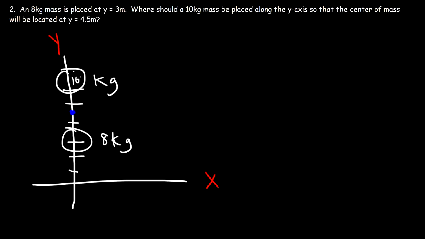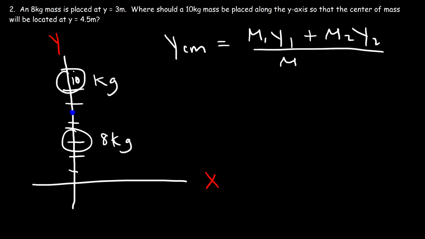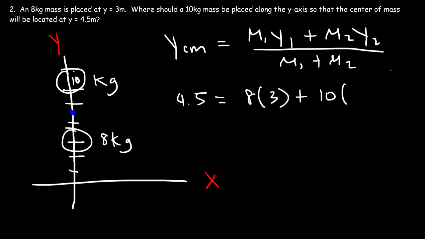The question is exactly where on the y-axis do we need to place it? So we could use this formula. The center of mass along the y-axis is going to be m1 y1 plus m2 y2 divided by the total mass m1 plus m2. So we have this value already. It's 4.5. Mass 1 is 8 and it's located at position 3. Mass 2 is 10 and we're looking for its location. And the total mass is going to be 8 plus 10 or 18.